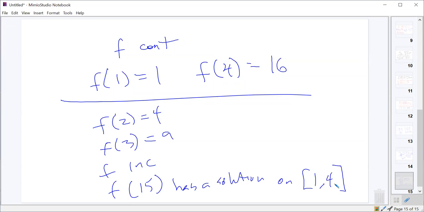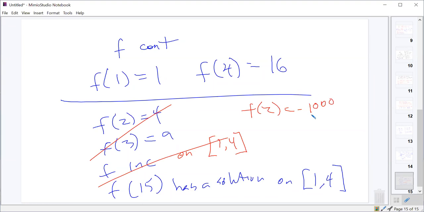It sure looks like 1 squared is 1 and 4 squared is 16, so 2 squared should be 4 and 3 squared should be 9. But nothing in there said that this was the function x squared. So these aren't guaranteed to be true. And f looks like it's increasing, goes from 1 to 16. I would say f is increasing on 1 to 4. Well, that's not necessarily true. I could have had f of 1 is 1, and f of 2 could be negative 1,000. It was definitely decreasing, and then I made it back to 16 for f of 4.